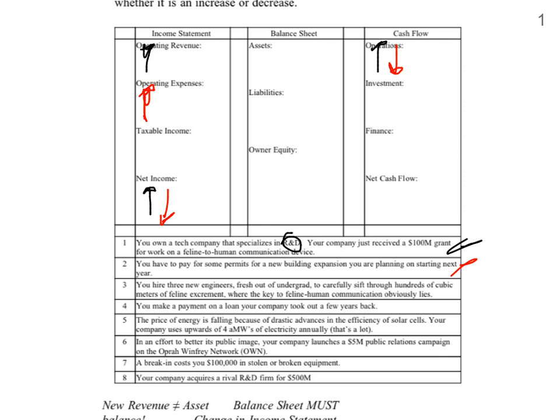Switching to green for question 3, you hire 3 new engineers fresh out of undergrad to carefully sift through hundreds of cubic meters of feline excrement, where the key to feline-human communication obviously lies. I'm going to say that's an expense, and that's a decrease in net income, and it's going to be a decrease in cash from operations. So I think question 2 and question 3 are very much similar to each other.